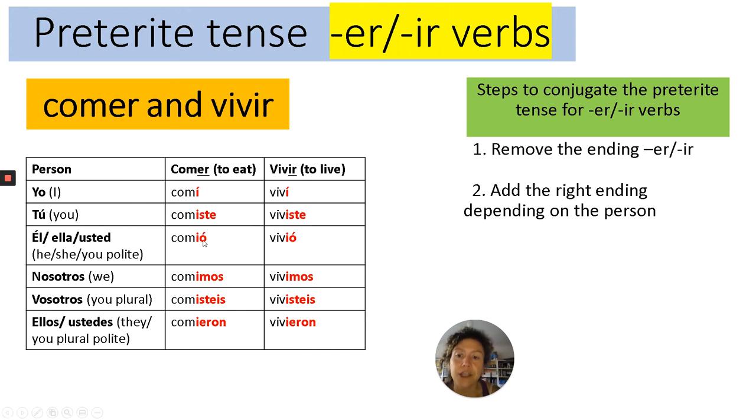Hiciste, yo. Hicimos, hicisteis, dieron. It's very important that you pronounce these endings properly.